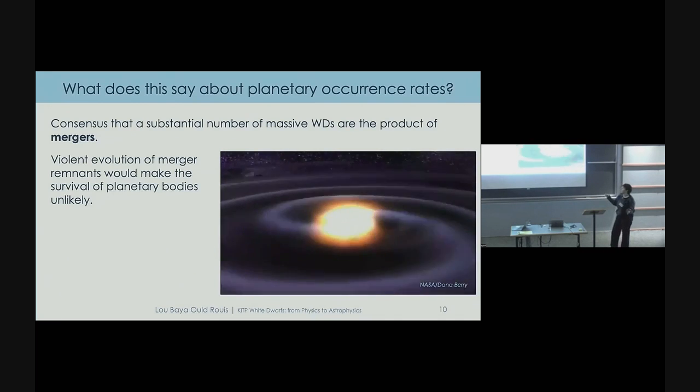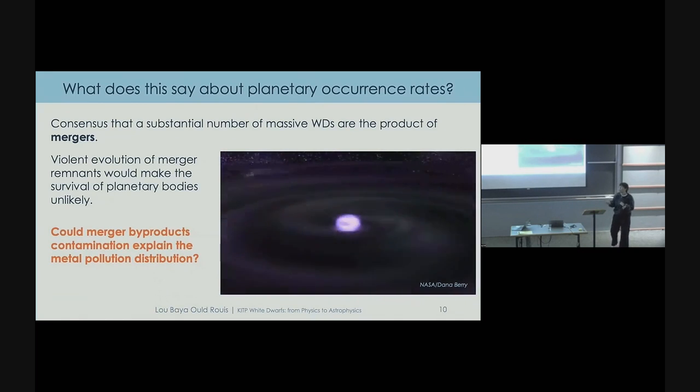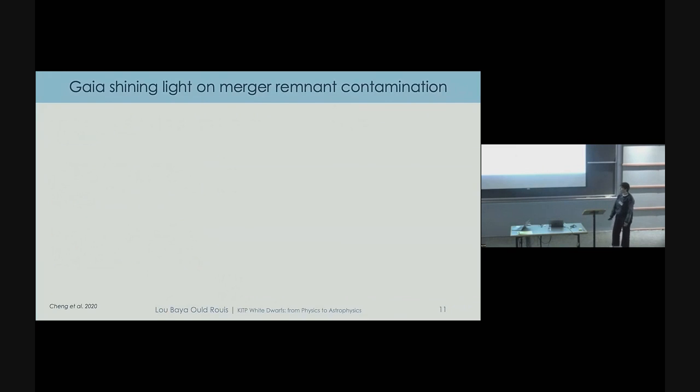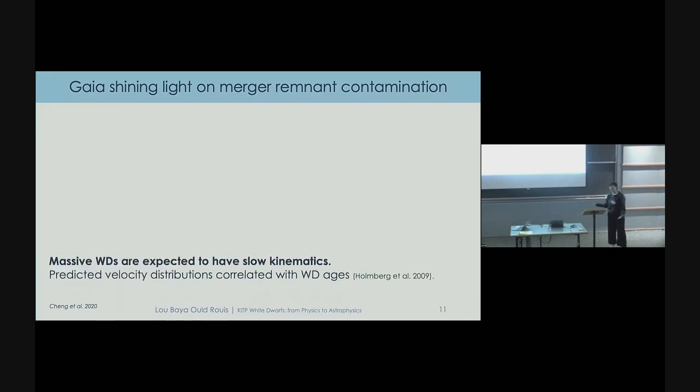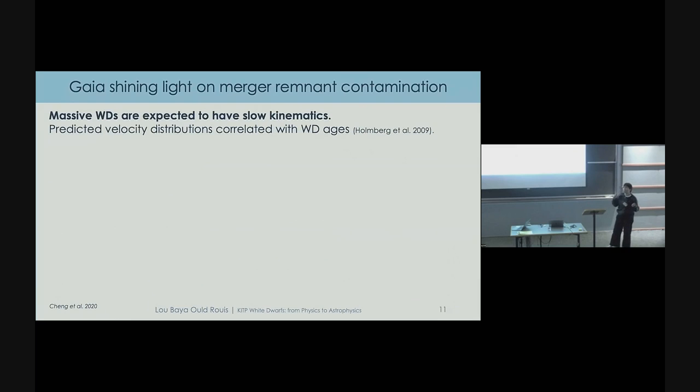So we can easily wonder if merger byproduct contamination could be a form of explanation of this lack of metal pollution at higher mass. Thanks to Gaia, we were able to get velocity distributions of white dwarfs in the solar neighborhood. And we know that massive white dwarfs are expected to have slow kinematics because they're young, and older stars get more stirred up around the galaxy. So we can even predict velocity distributions based on the total ages of white dwarfs.